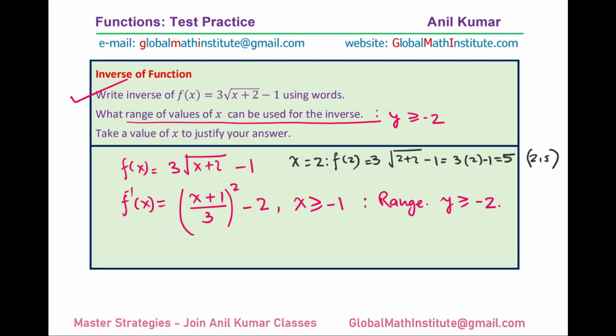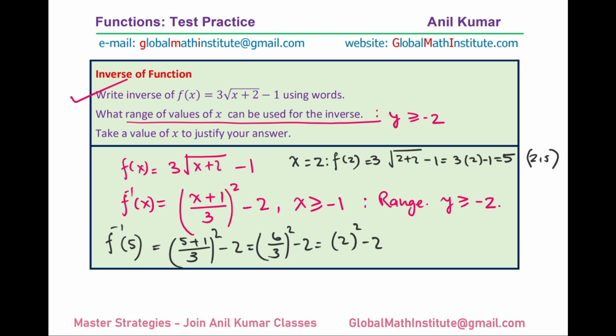Now in the inverse function, if I put 5, I should get 2 as my output, right? So let's find what is inverse of 5. If I put 5 here, I get 5 plus 1 over 3 whole square minus 2, right? 5 plus 1 is 6, 6 over 3 whole square minus 2, which is 2 square minus 2, right? So 2 square is 4, 4 minus 2 gives me 2. Do you see that? So we have shown a very important result, that if the input is 2, the output is 5, and when we feed in 5, we get 2, correct?